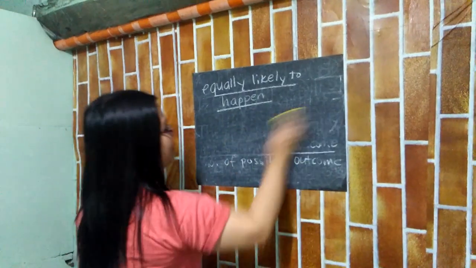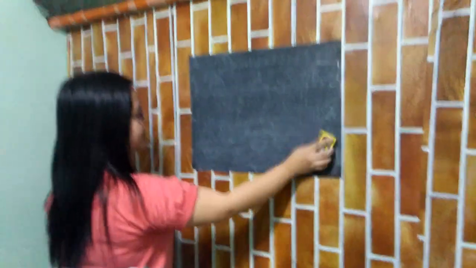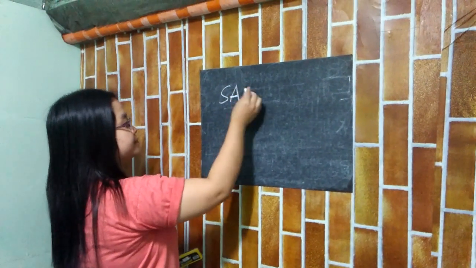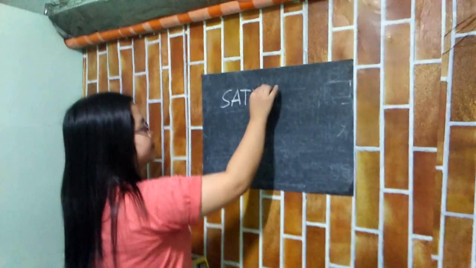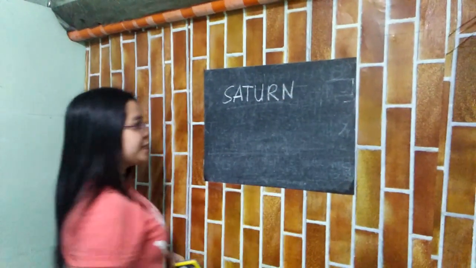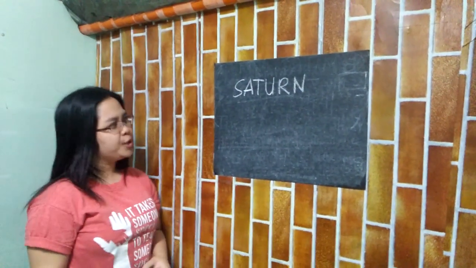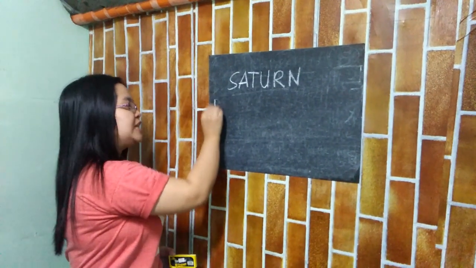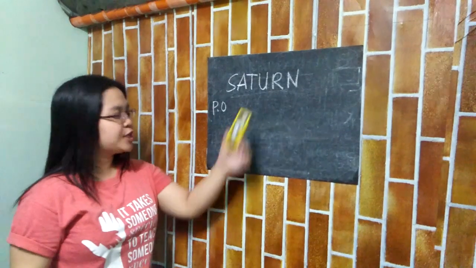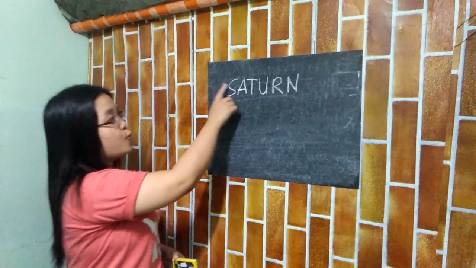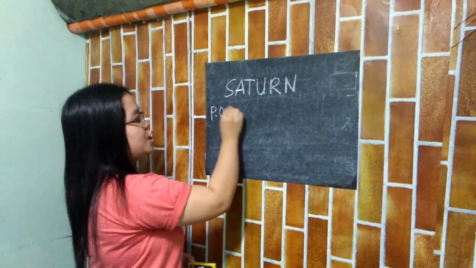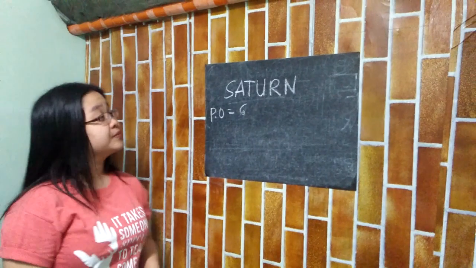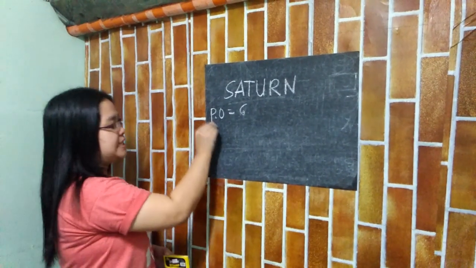Let me give you another example. So let's have the word Saturn. Okay? So, how many possible outcomes are there? How many letters does Saturn have? We have 1, 2, 3, 4, 5, 6. So 6 as our possible outcome. Now, let's have this event.